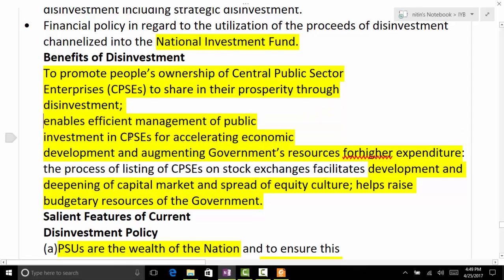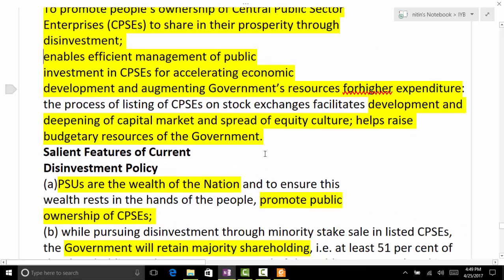Enables efficient management, that you understand easily, because now more private holding would be there, right? But the idea in disinvestment is that the government won't lose the ownership. It also helps in augmenting or developing the capital market and equity culture.